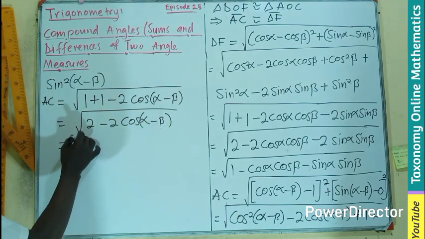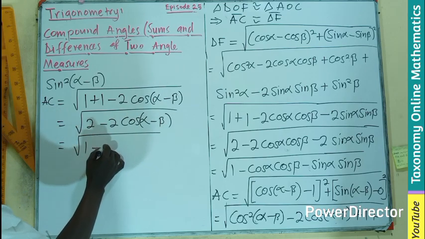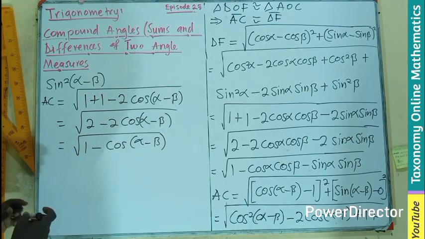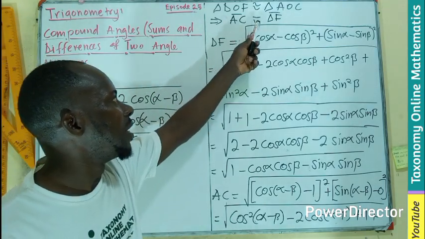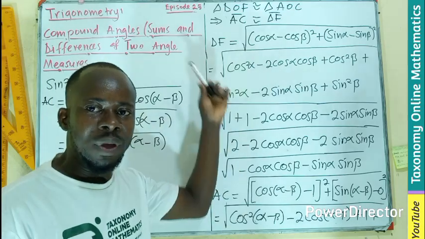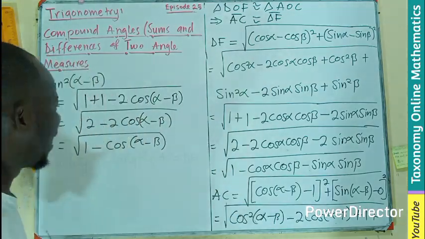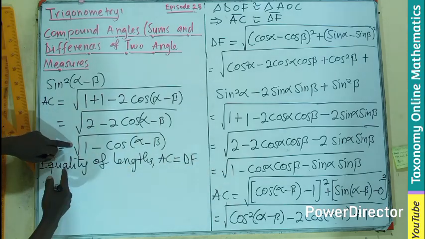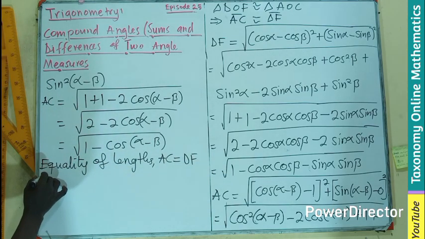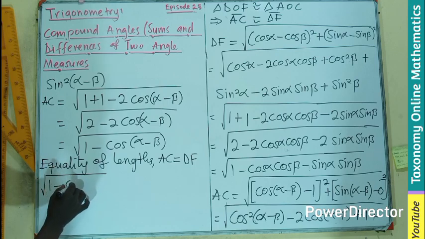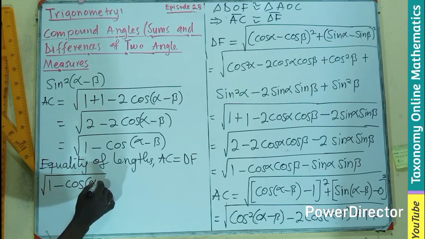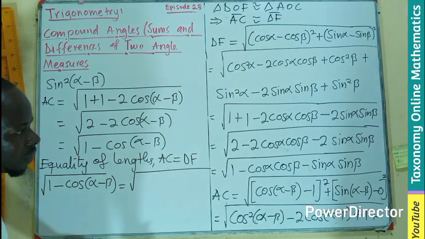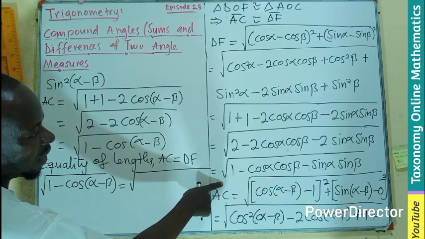I think I can divide further by 2 to have 1 minus cos alpha minus beta. But remember, we are saying that the length of AC is congruent to the length of DF. So we can find the equality of the lengths, which means that the length of DF equals the length of AC. So here I am going to repeat the root of 1 minus the cos of alpha minus beta is equal to the root of, will I get the space for that? We are ending here, right?